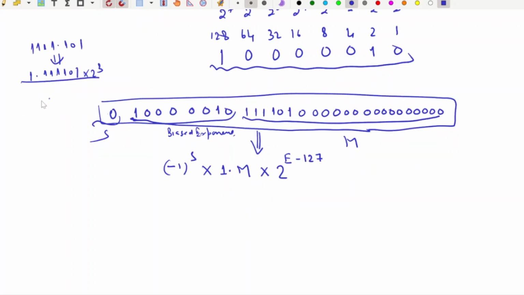This is minus 1 to the power 0, because the sign bit is 0, multiplied by 1 point 11101, because after that this is the last non-zero bit. After that all are zeros, which do not change the number. The number stays as it is, multiplied by 2 to the power, what is the value of E when we compute this? This is equal to 130 minus 127. So this number is equal to what?